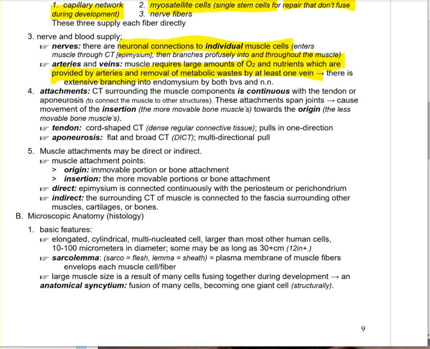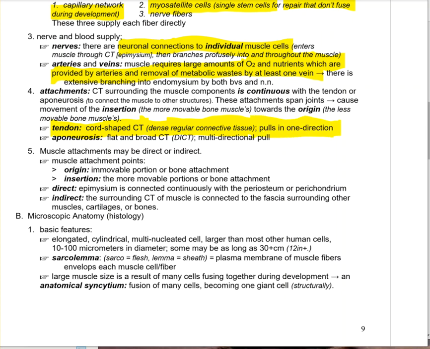Attachments. Now, we kind of mentioned tendons a minute ago, so let's talk about those and some of the other things. The connective tissue that's surrounding the muscle is continuous with the tendon or aponeurosis. So what are those? A tendon is a cord-shaped connective tissue, which is dense, regular connective tissue. And if you remember, all of the collagen fibers are kind of in parallel in dense, regular connective tissue, and it gives really good one-directional strength.